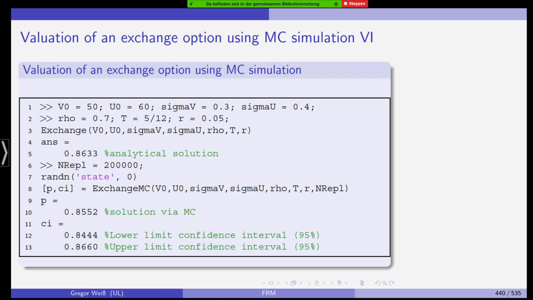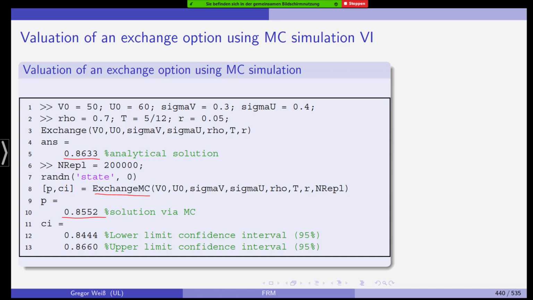0.8633. We do 200,000 replications, and we do this now using Monte Carlo simulation, and what we can see is the solution via Monte Carlo simulation is 0.8552, very close to the Black-Scholes analytical solution, and the 95% confidence interval starts at 84% and goes to 86.6%. So as you can see, the analytical true solution from the Black-Scholes model lies in the confidence interval we've calculated based on Monte Carlo simulation.